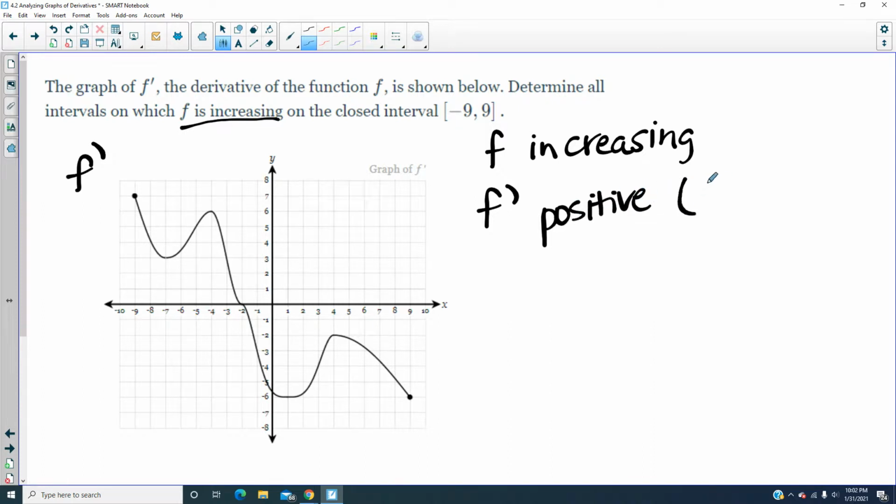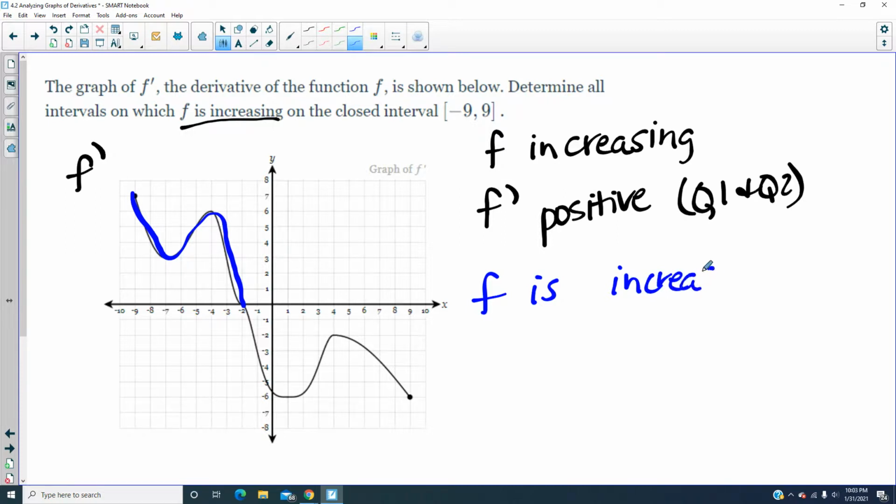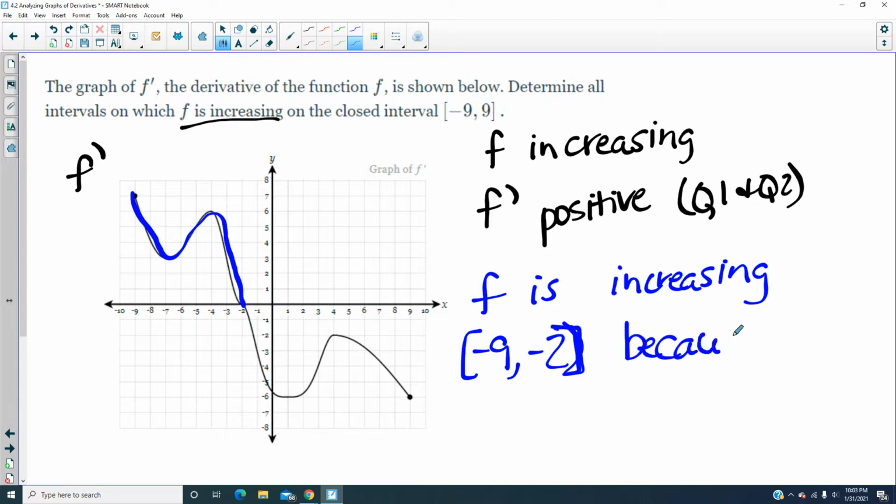And f prime is positive when the graph is in quadrant 1 and quadrant 2. So that would be this part of the graph, right here. And I just list those x values. So I would say that f is increasing on the closed interval from x equals -9 until x equals -2, close bracket, because f prime is positive.